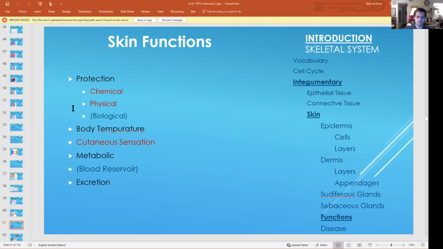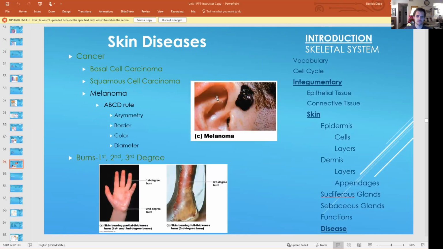It helps insulate your body. It's where all those nerve endings are that are going to be sensitive to touch and heat and everything there. It's important in metabolic processes, forming vitamin D, it's where that sun is going to come in. And then excretion, sweat, oil. I won't have any questions.